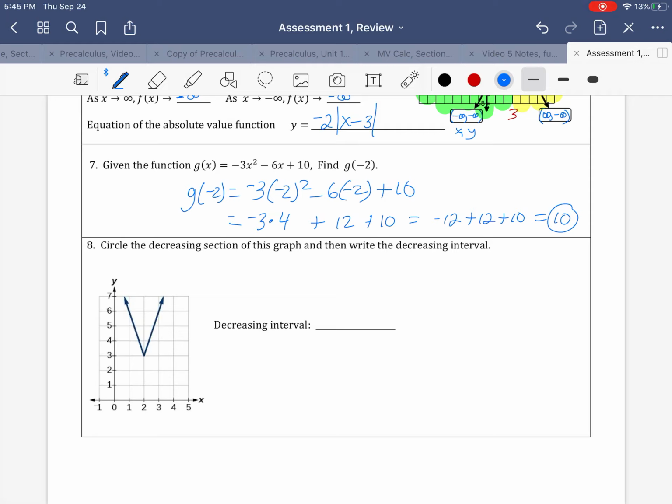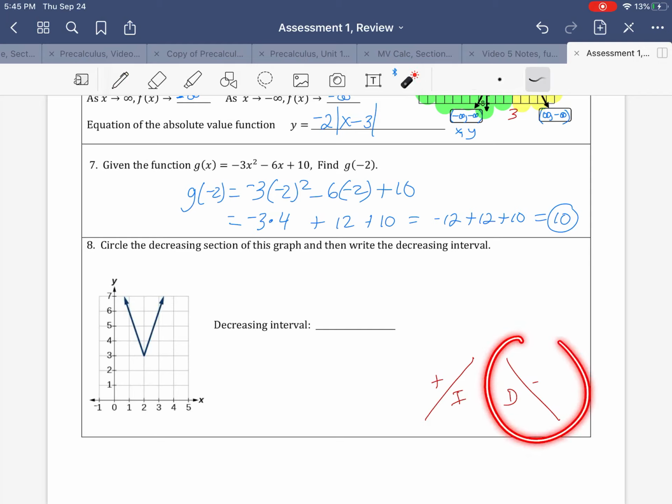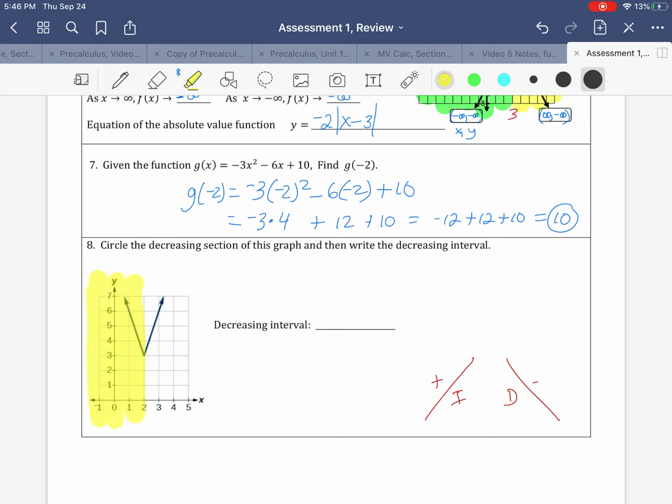Okay, number 8, I want the decreasing section. So first of all, you have to go back and remember a positive slope is increasing, a negative sloped thing is decreasing. So I'm looking for the part that looks like this. That would be this side of my graph. So I'm going to shade that in. The side of my graph that's decreasing goes all the way to that little point right there. So this side of my graph is decreasing, all right?